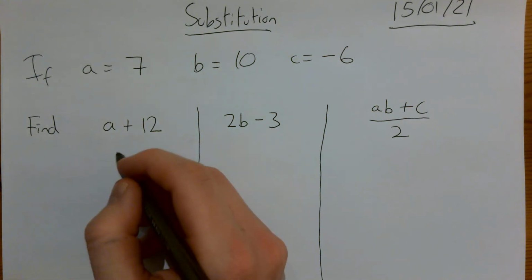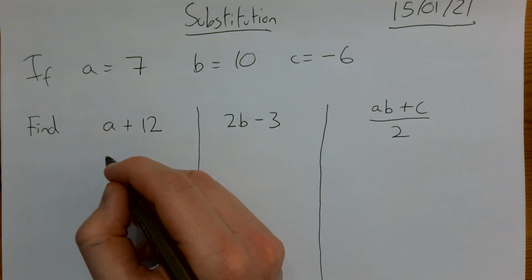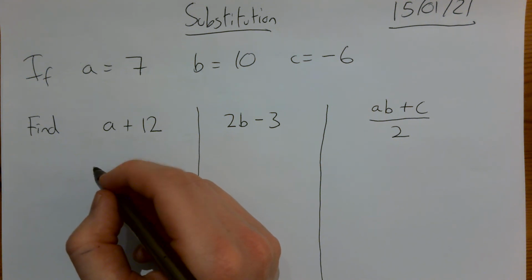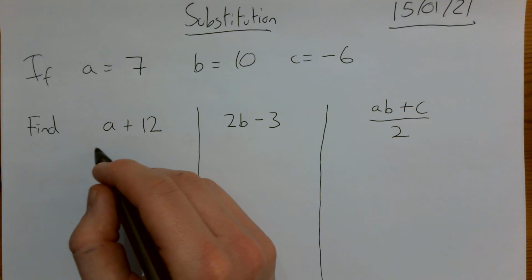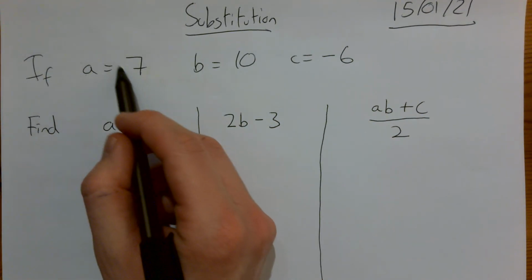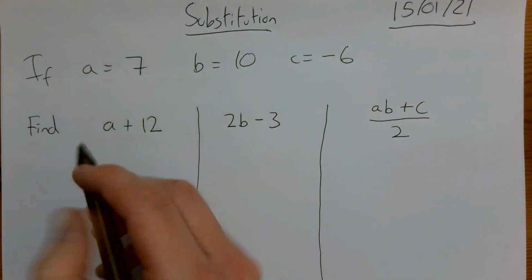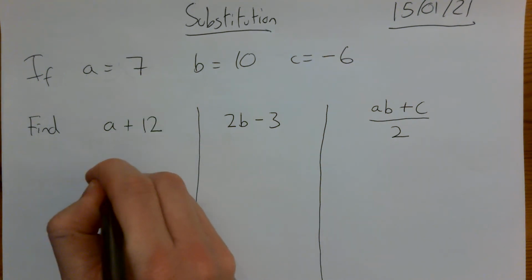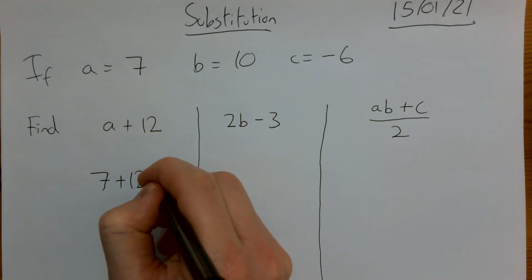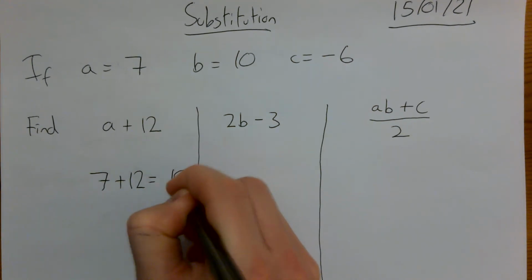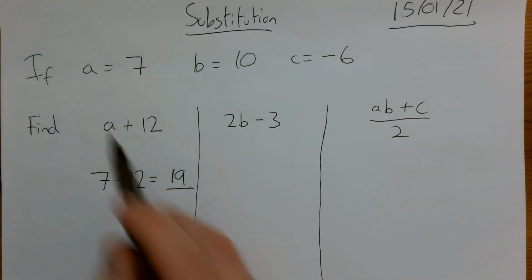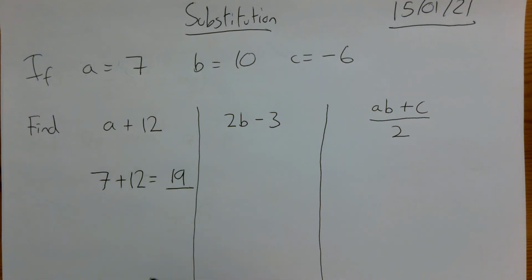Okay, so for that first one, A plus 12. Remember, just like in sport, I need to substitute off the letter and substitute on the number. So I'm going to rewrite A plus 12, but I'm going to substitute off the A and substitute on the 7. So instead of A plus 12, I'm going to write 7 plus 12, and then I can work out that 7 plus 12 equals 19. So when I substitute A equals 7 into A plus 12, it gives me 19.